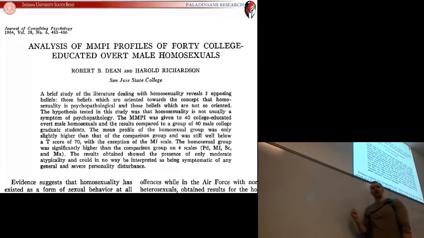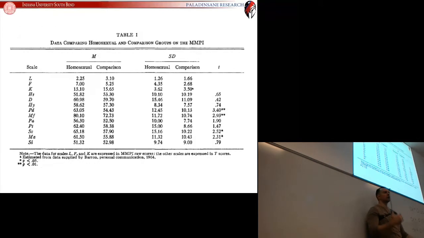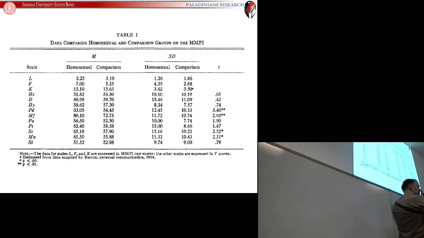There's actually an infamous article that was published back in 1964 that did this, incorrectly using t-tests rather than an ANOVA. They did an analysis of the MMPI, the Minnesota Multiphasic Personality Inventory, profiles of 40 college-educated overt male homosexuals. They wanted to see whether there are any personality differences between heterosexual males and homosexual males as revealed in this personality test. This personality test is multiphasic, which means that it looks at a lot of different dimensions of your personality. It has 1, 2, 3, 4, 5, 6, 7, 8, 9, 10, 11, 12, 13 different dimensions in this test.